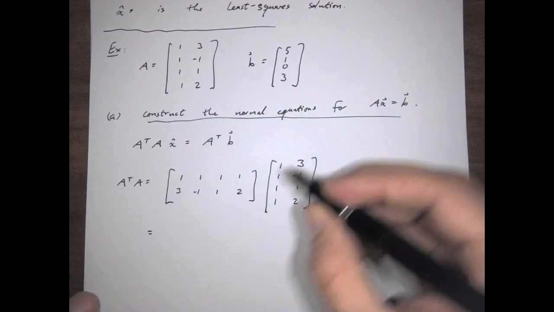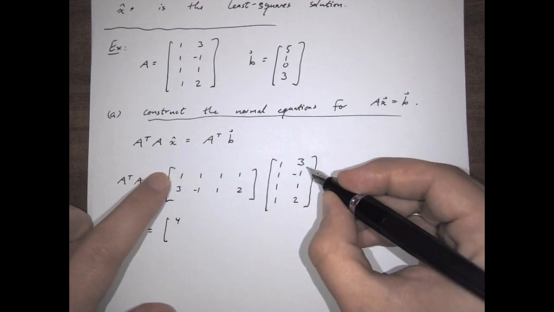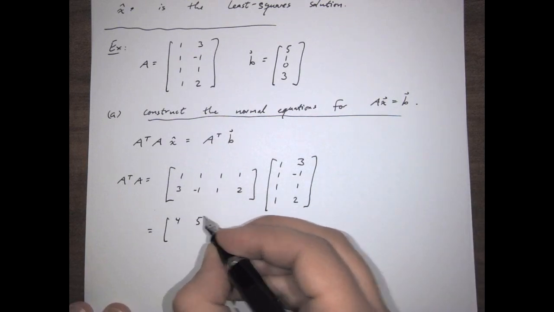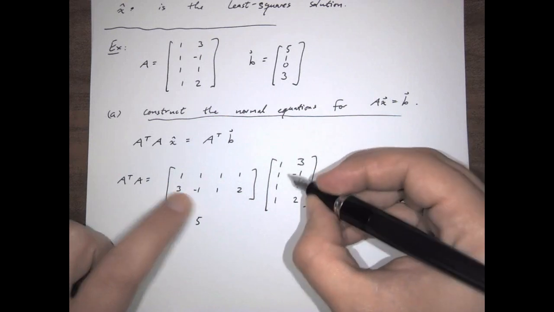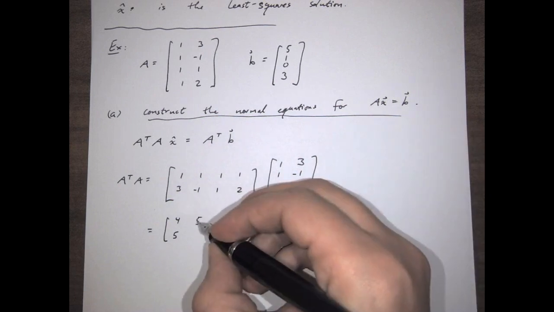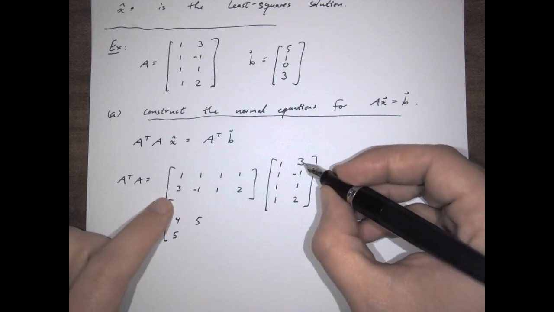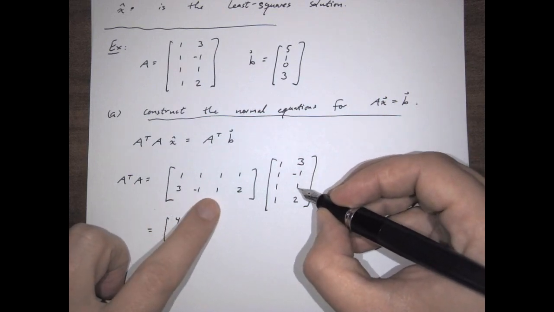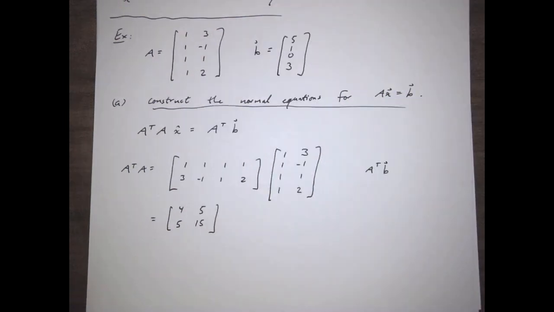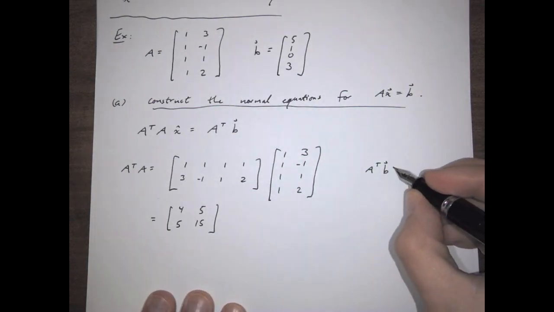Alright, so this will be 1 plus 1 plus 1 plus 1 equals 4. This will be 3 minus 1 plus 1 plus 2 equals 5. This will be the same. With A transpose A, this entry and this entry will always end up being the same, just for reasons that I hope you can figure out. And then here, we're going to have 3 times 3, plus 1 times 1, plus 1 times 1, plus 2 times 2. So that adds up to 15. So that's that part of it.